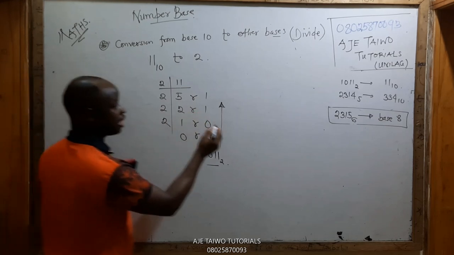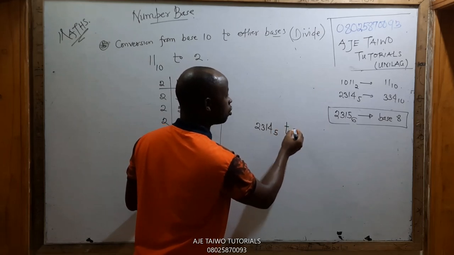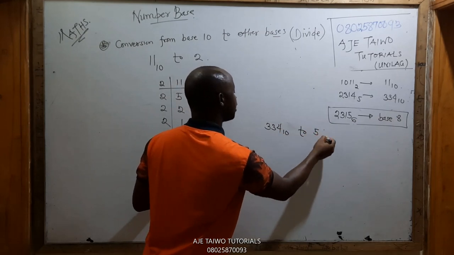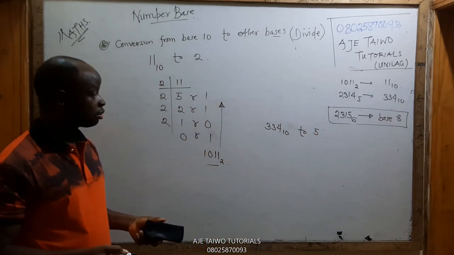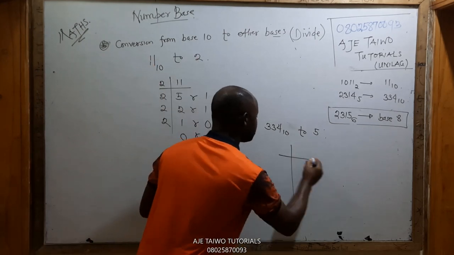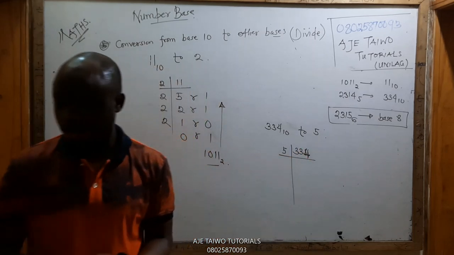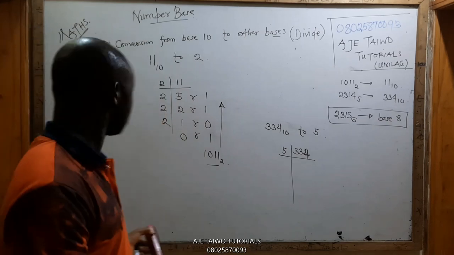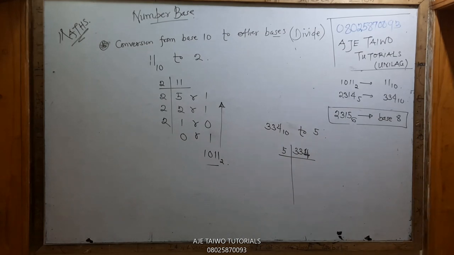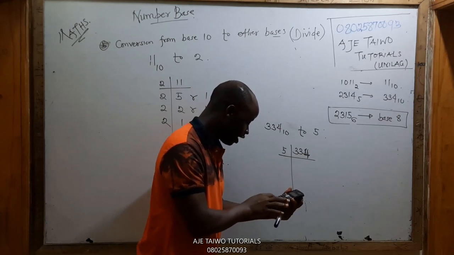Number 2, let's convert 334 base 10 to base 5. What do you do? You know, when converting to base 2, you divide by 2. So here we divide 334 by 5. How do you do it? Get a calculator, please. So we need a calculator there. You can see you have 334 divided by 5.